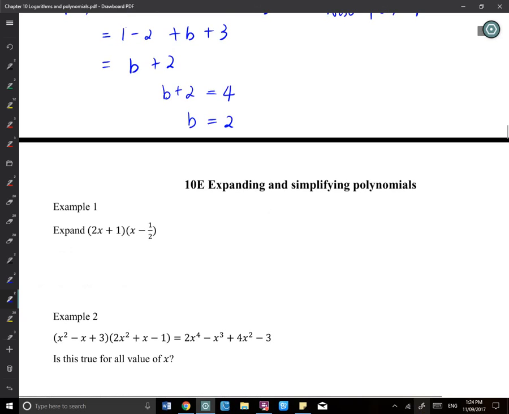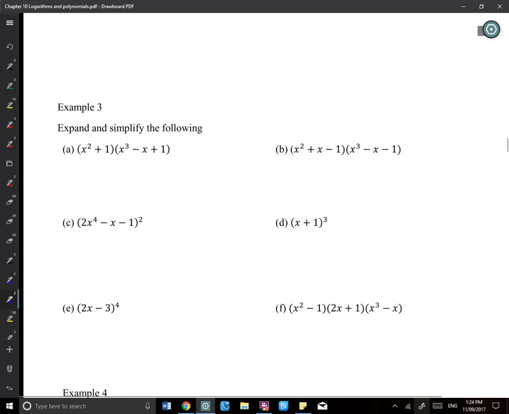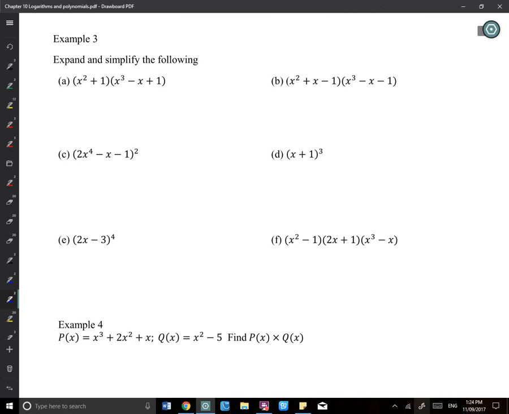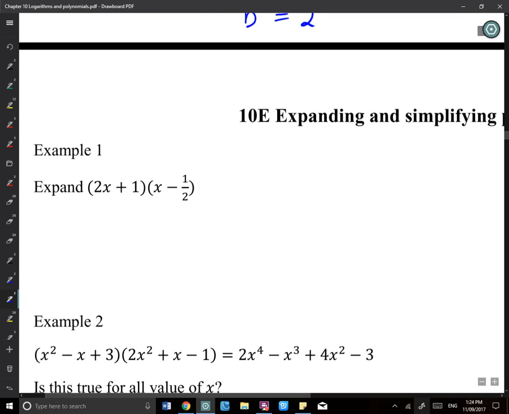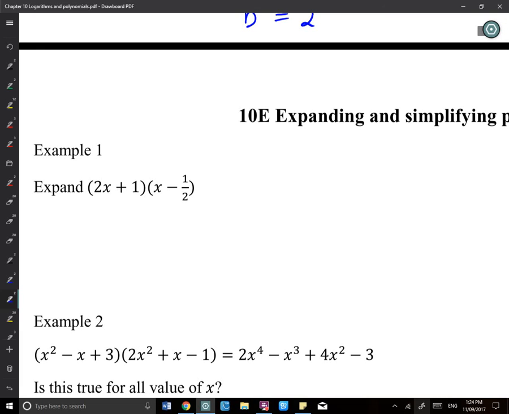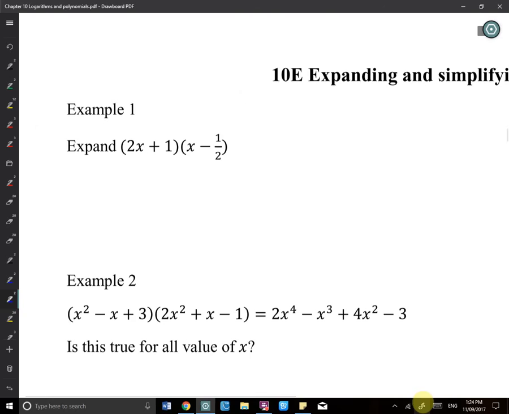I'll do a little bit about this one as well, and I will ask you to do that on the board. So example 1, I want to expand that. You know how to expand things, right? Like how to expand numbers. So that's just revision, purely revision.